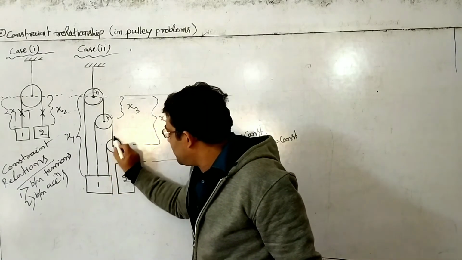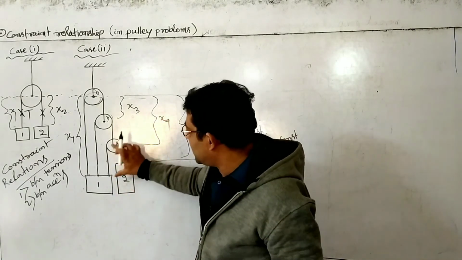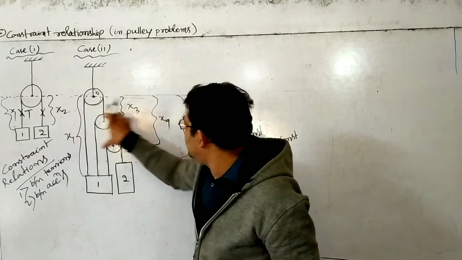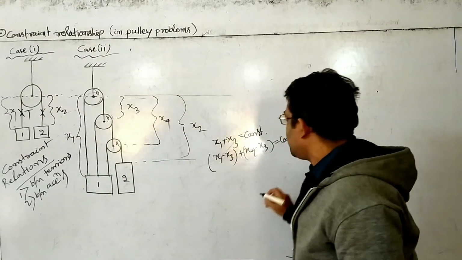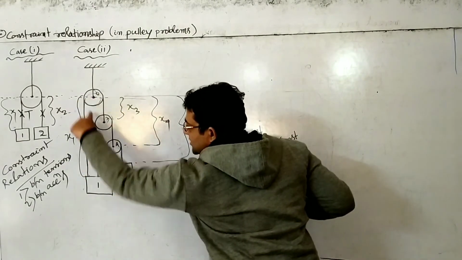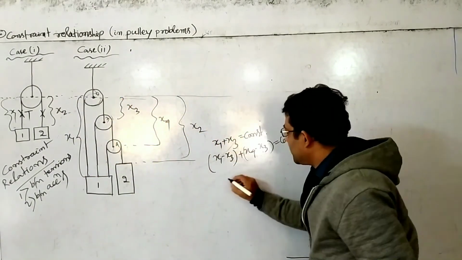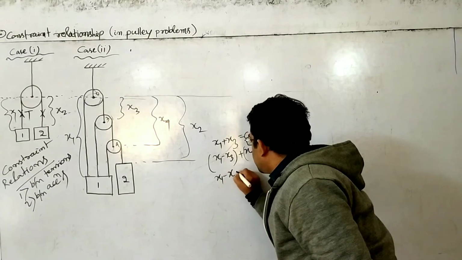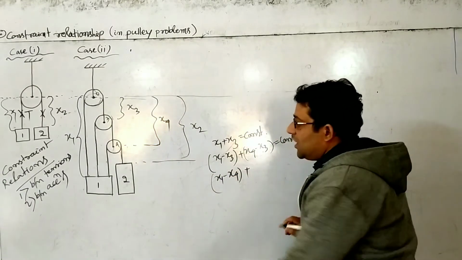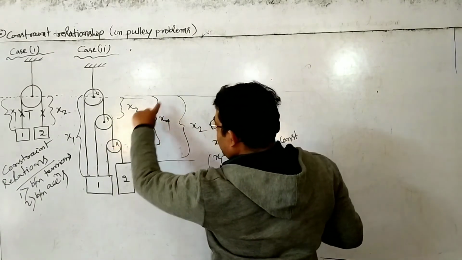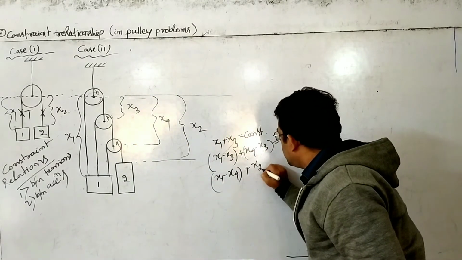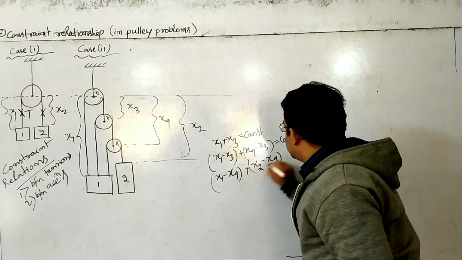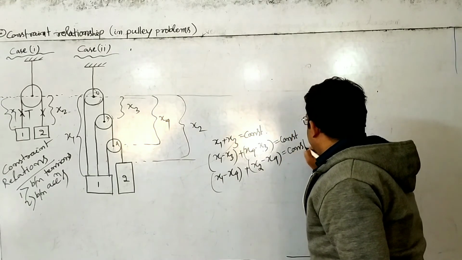Again, this string is from here to here, the length of the string will remain constant. And how much is this? Can I write this x4 minus x1? See, this much length is x1 minus x4. So, x1 minus x4 plus this part of the string is how much? From here to here, x2 minus x4, can I write? x2 minus x4. This also is equal to constant.